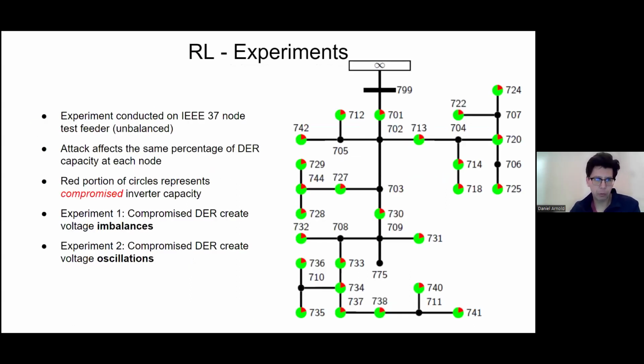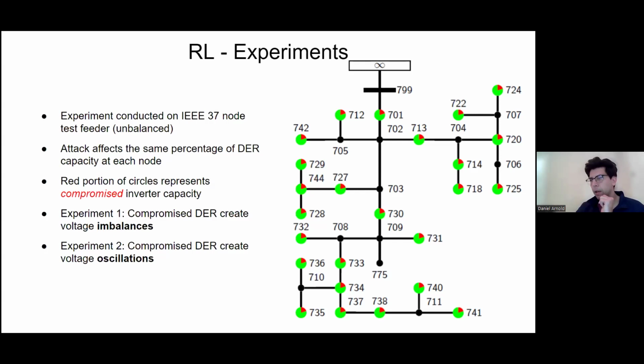I have some experimental results I can talk about now, mostly from the papers that I previously mentioned. We tested these algorithms on an IEEE test feeder, very popular to do that, unbalanced systems, modeling three-phase voltages here. And in this particular experiment, we looked at what happens when an attacker compromises an equivalent portion by capacity of DER at every node. And that's represented by the red slices of the green pie there. So the circle is the overall capacity, and the red portion represents some amount of DER that have been compromised.